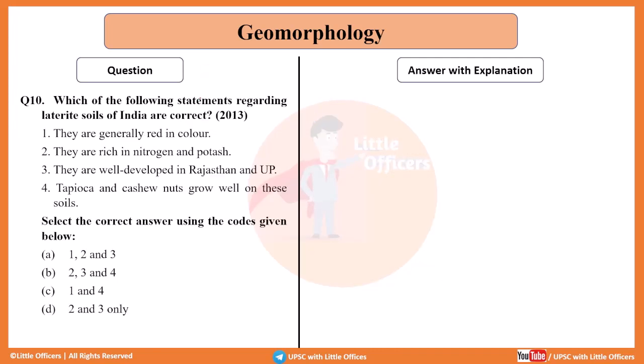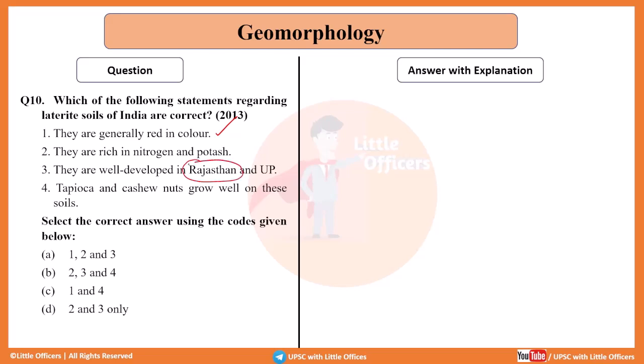Next, which of the following statements regarding laterite soils are correct? This you can keep in Indian geography also. So they are generally red in color. This is true because there is leaching and then the presence of iron could give them a red color. They are rich in nitrogen and potash. See, generally the soils, laterite soils, black soils, they are all poor in nitrogen. They are well developed in Rajasthan and UP.